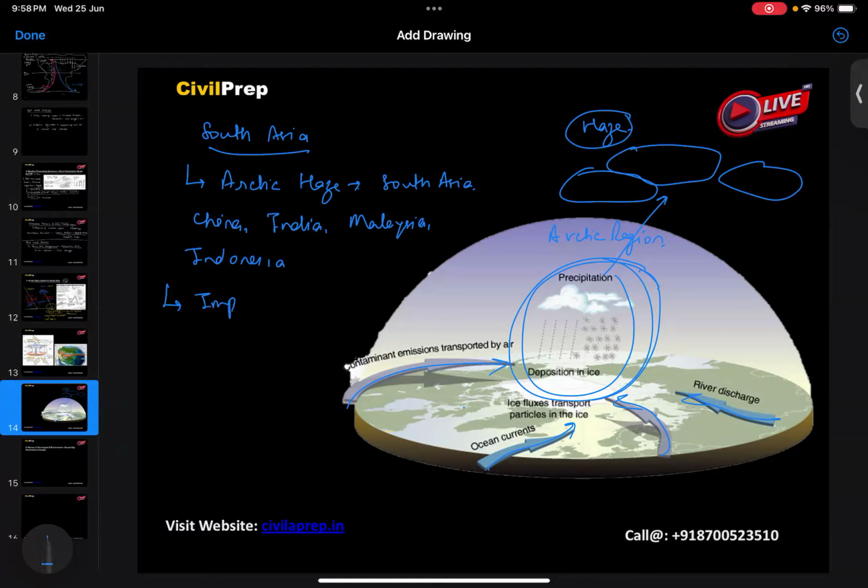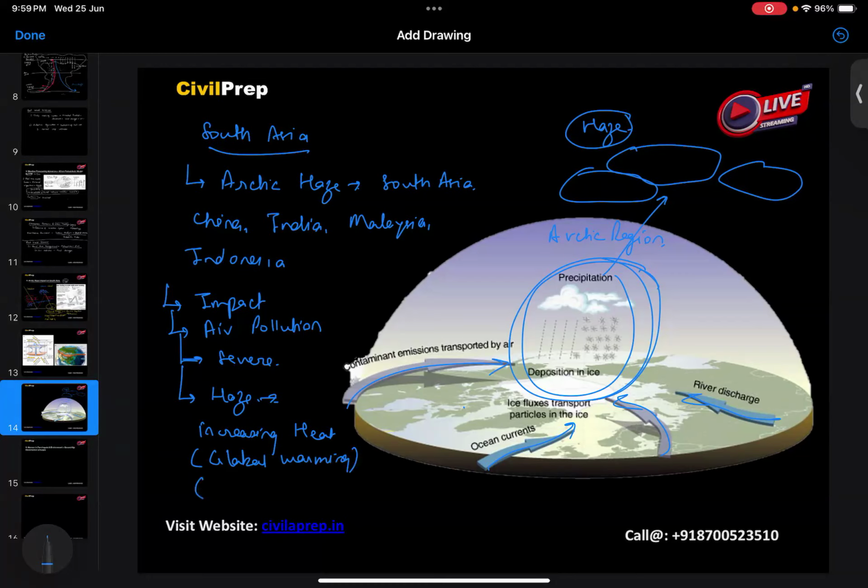Now, let's look at the impact. The impact basically is that air pollution is getting more severe, and also the haze is increasing heat in terms of global warming because of the formation of more clouds, which are opaque in nature. So overall, we will see that the weather conditions and the health of the people are getting impacted because of such conditions. It is seen that in 2025, the pre-monsoon region saw a 15 to 20% rise in airborne particulate matter levels across the northern region of India.